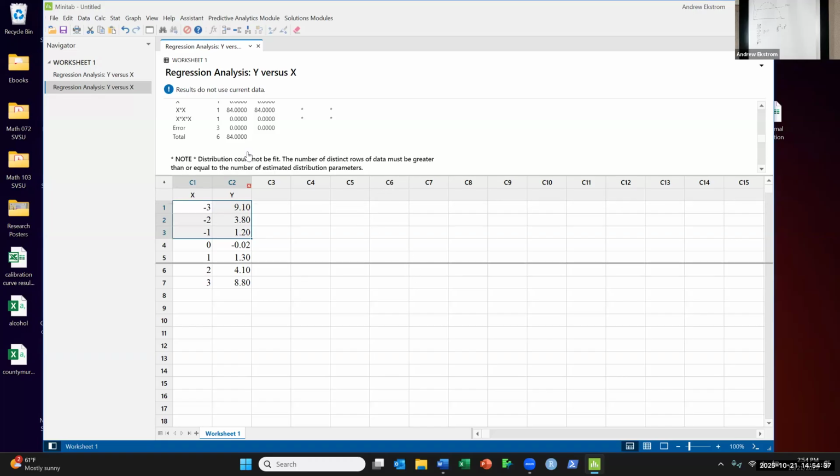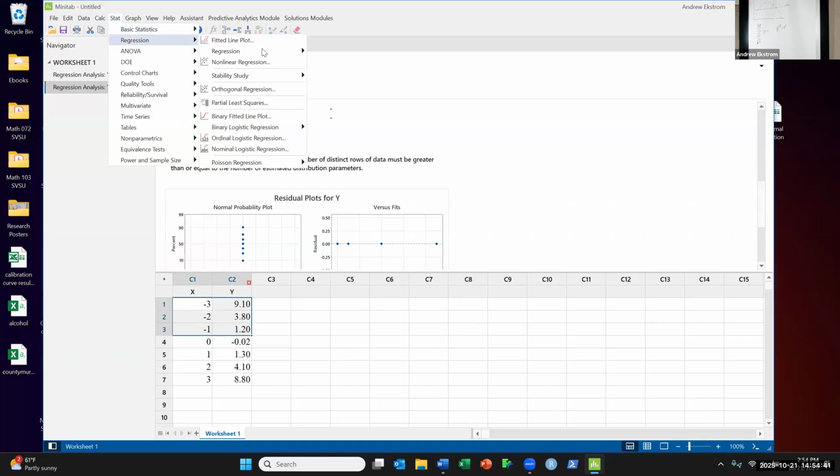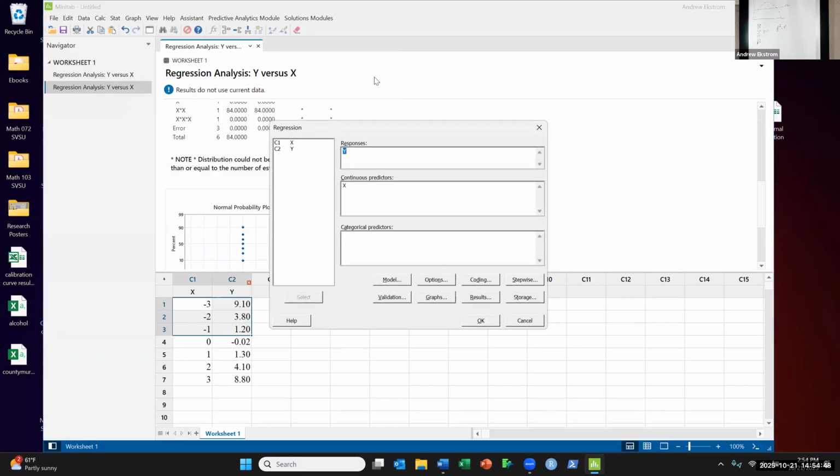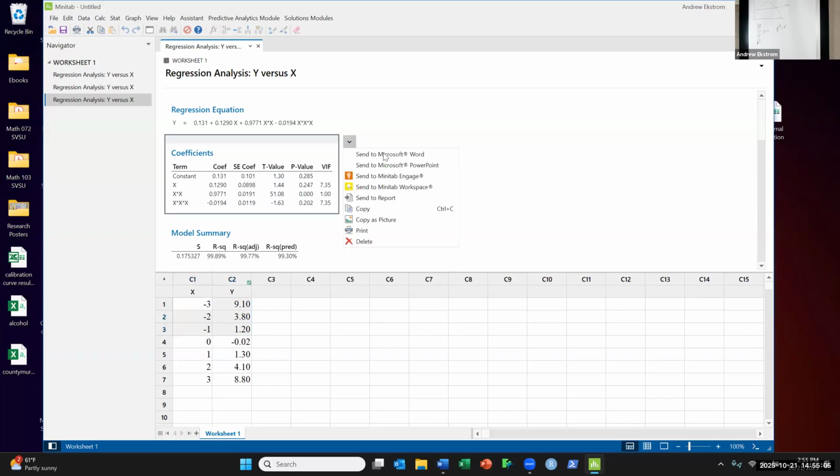So again, I'm going to come back, go to Stat, Regression, Regression, Fit Regression Model. And I'm going to keep everything that I had the same for the moment and go ahead and click on OK. And you can see some of the things have actually changed on here.